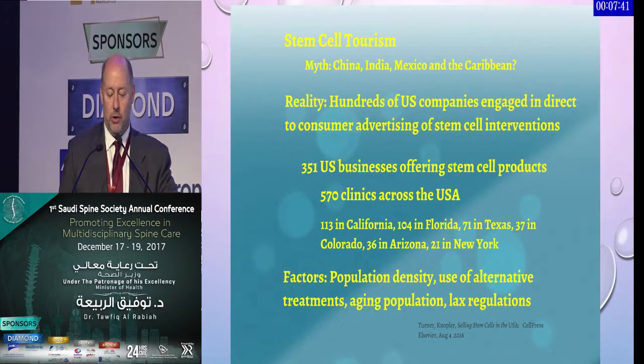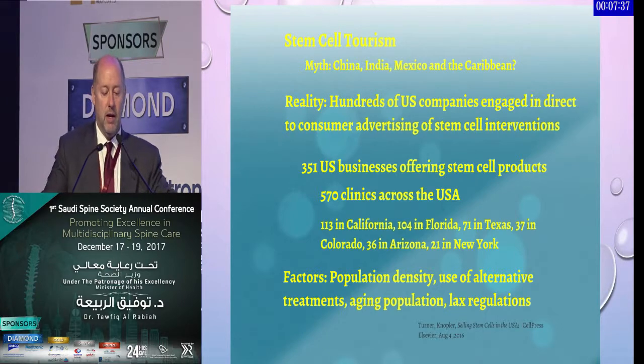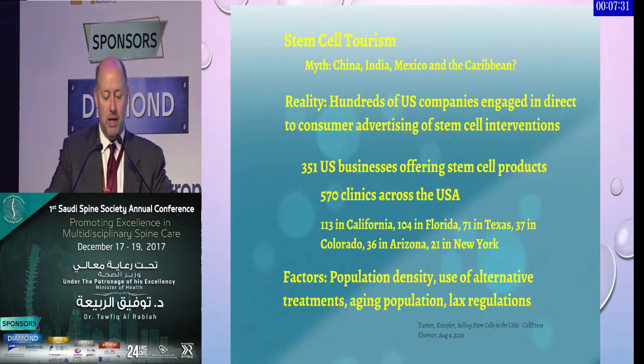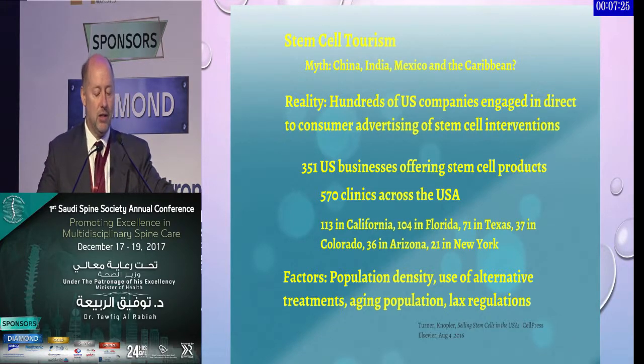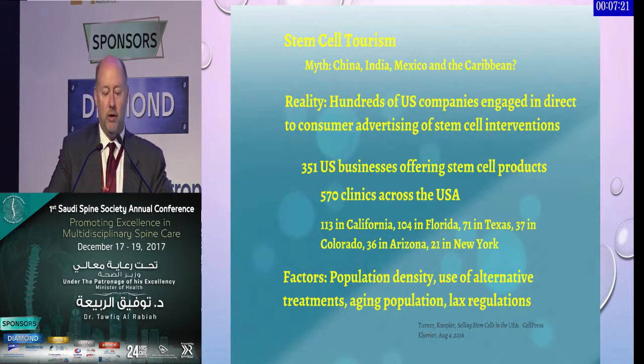So stem cell tourism is really the focus of the rest of this talk. There was a myth in the States that you had to go to China, India, Mexico, or the Caribbean to get stem cell treatments. But the reality is that there are hundreds of companies now in the United States. There are almost 600 clinics across the United States. There's 113 in California, 104 in Florida, 71 in Texas, but that's probably gone up.